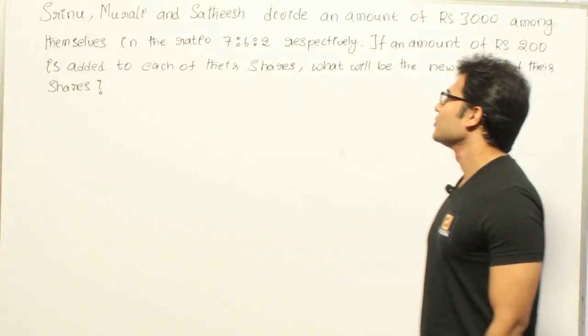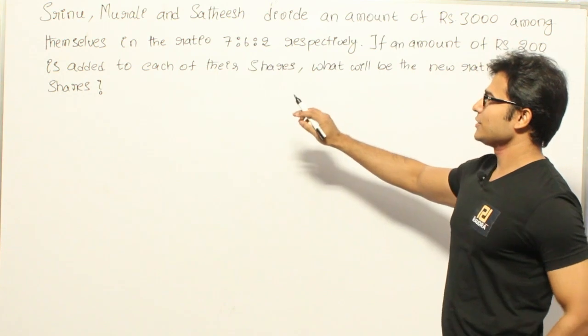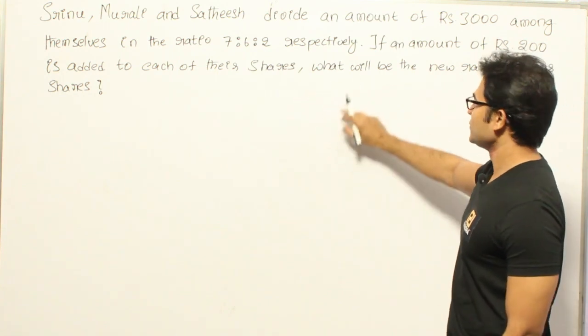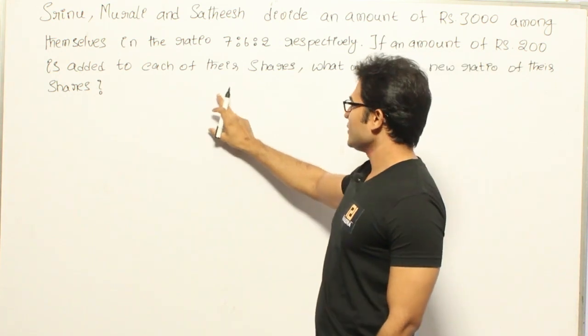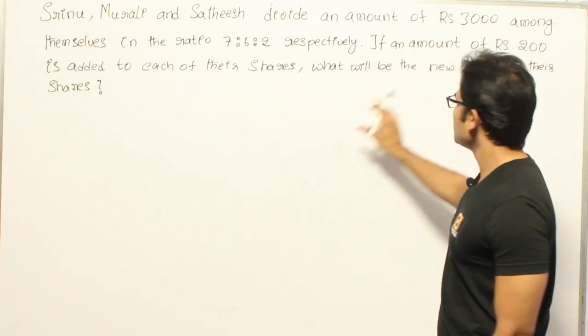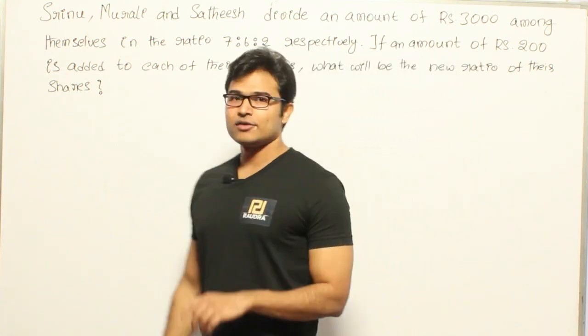Let's see this. Srinu, Murli and Satish divide an amount of rupees 3000 among themselves in the ratio 7:6:2 respectively. If an amount of rupees 200 is added to their shares, what will be the new ratio of the shares? So there are two ways of solving it. I'll tell you both the ways.